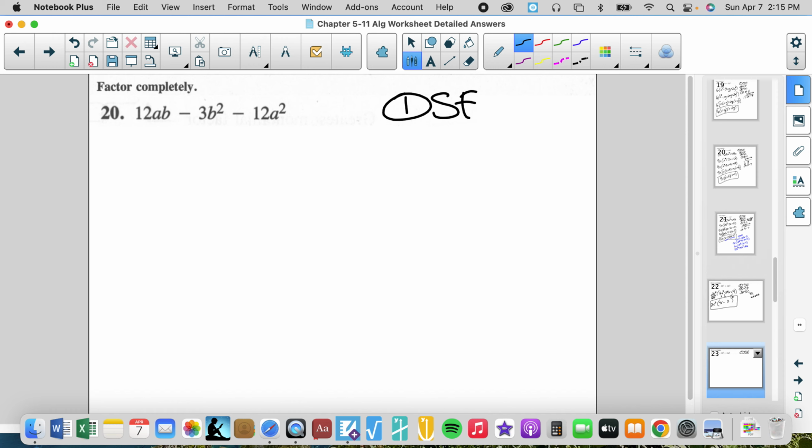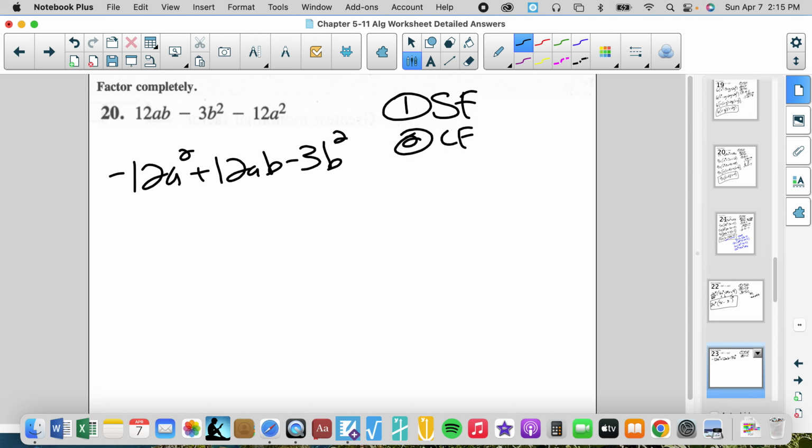So that's -12a squared plus 12ab minus 3b squared. Now you're in standard form. Now I'm looking for a common factor. I have a negative I got to get rid of and a 3. So this is 4a squared minus 4ab plus b squared.